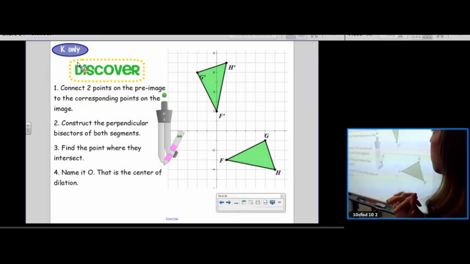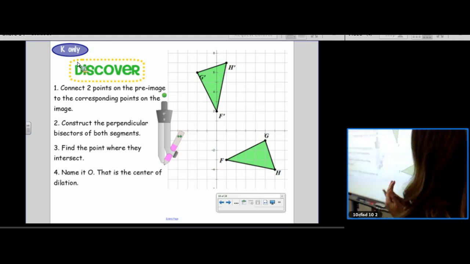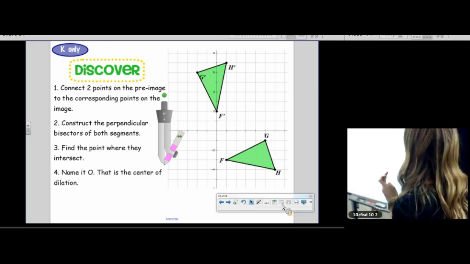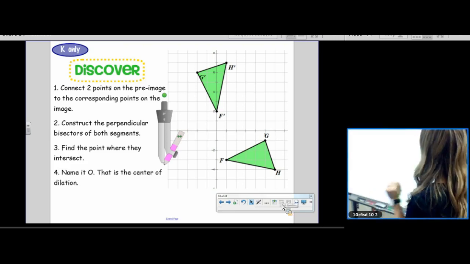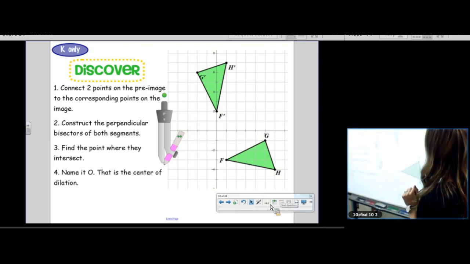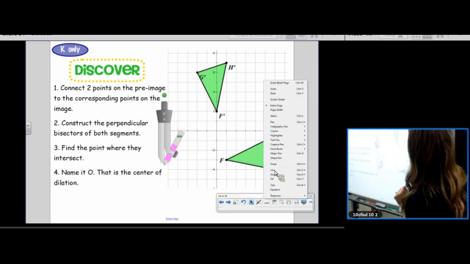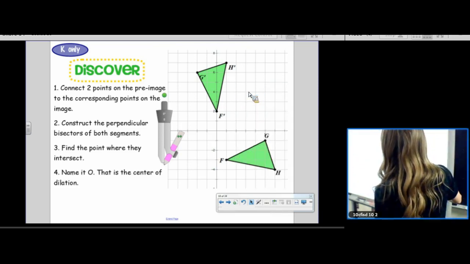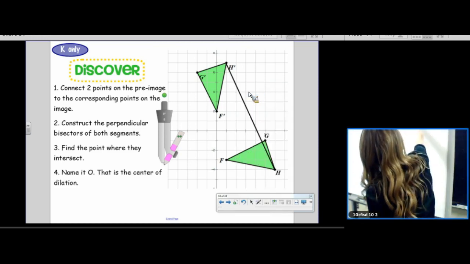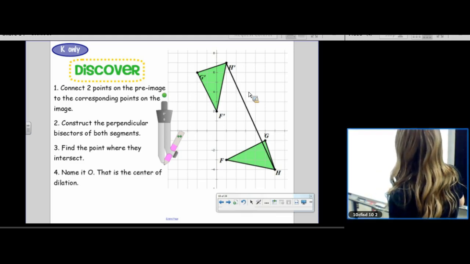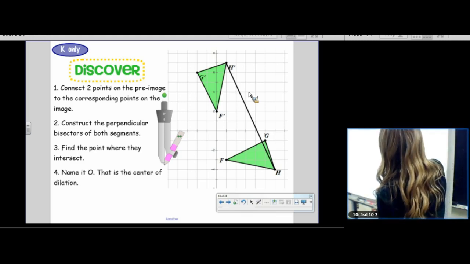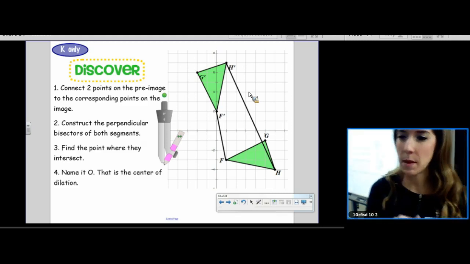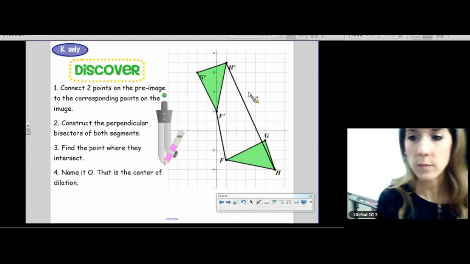Connect 2 points on the preimage to the corresponding points on the image. I only want you to connect 2 of them. Only 2 of them, or your picture is going to get too messy. So you can watch, or you can do it with me. It's totally up to you. I'm going to connect H to H prime. I'm going to connect F to F prime. The reason I'm only doing 2 of them is because my picture's about to get messy.